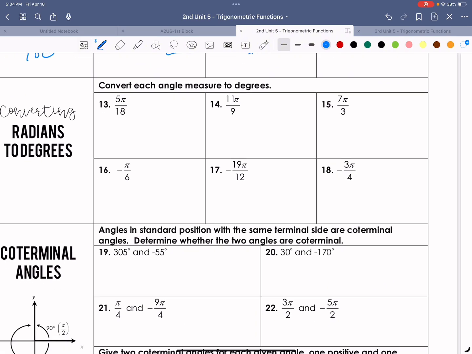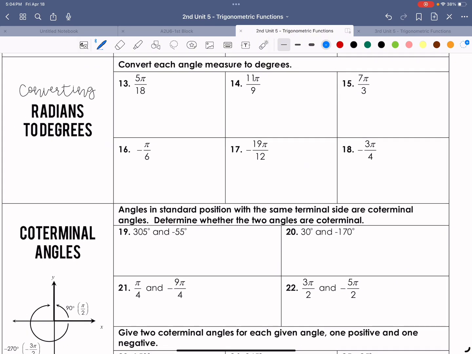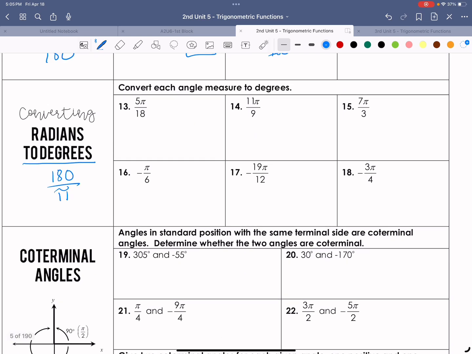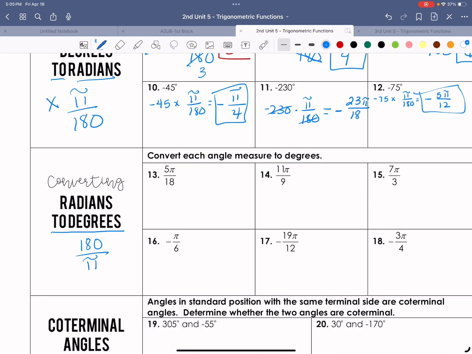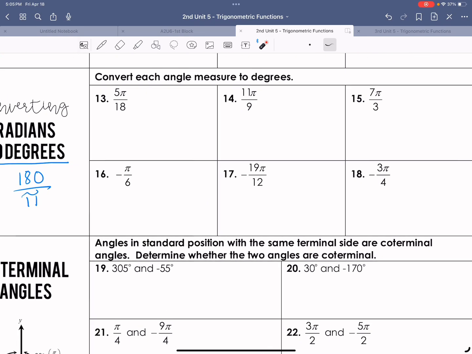Okay. Now, in this next section, we're going to convert from radians to degrees. So this time, we're going to multiply by 180 over pi. See up here, we multiplied by pi over 180. Now we're multiplying by 180 over pi. That's all you have to remember, two little conversions.